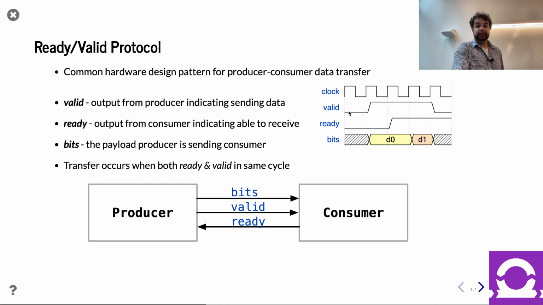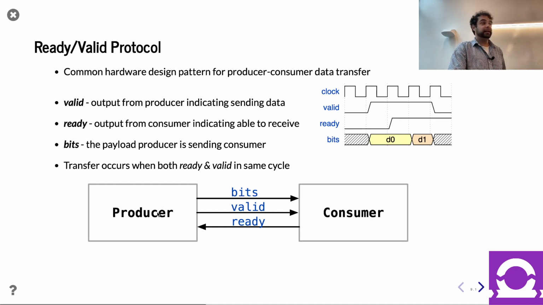Now, let's say the producer is ready to send. So valid is set to 1. And they put some real data on the wire. Even though there's real data on the wire and it's valid, it's not actually being received because the consumer was not ready, right? Another cycle, the consumer says they are ready. So at which point, you have both ready and valid true in the same cycle. So then the data is actually sent.